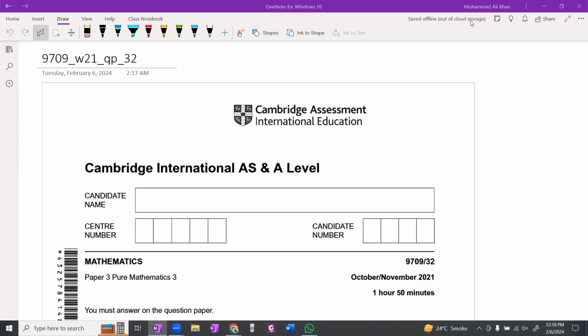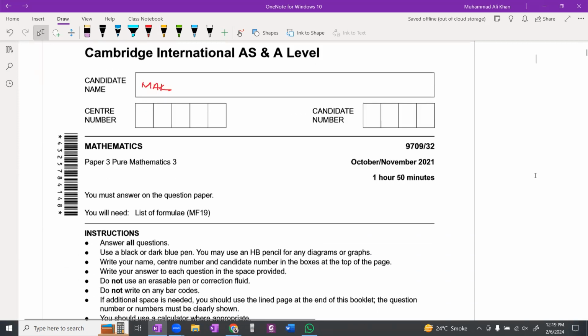This is 9709 Winter 21 question paper 3-2. Let's start. What we have in this paper. Now, question number 1.